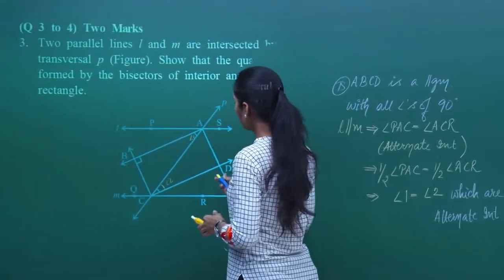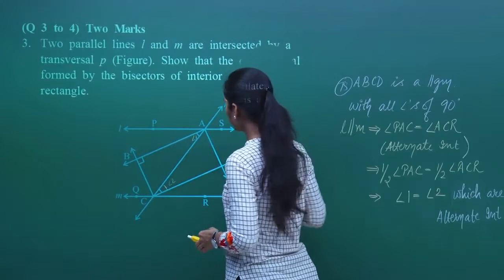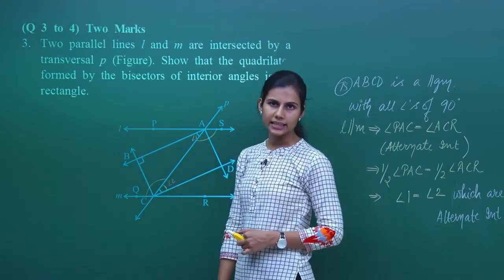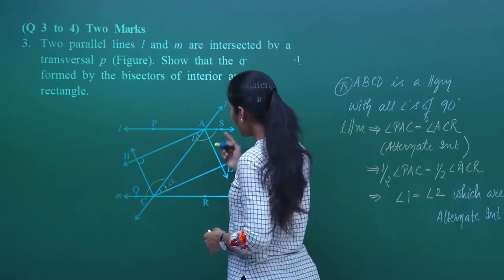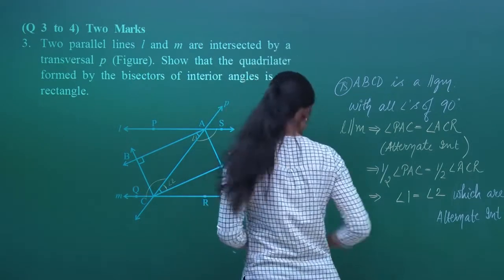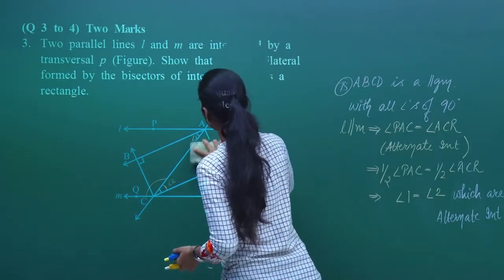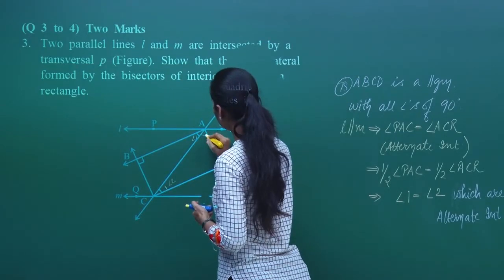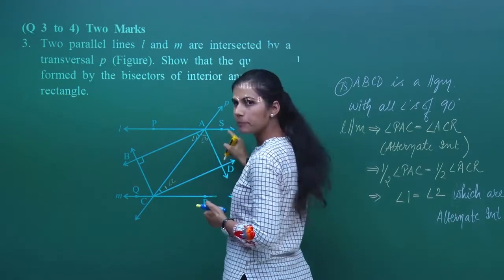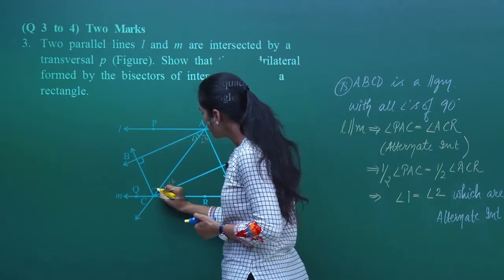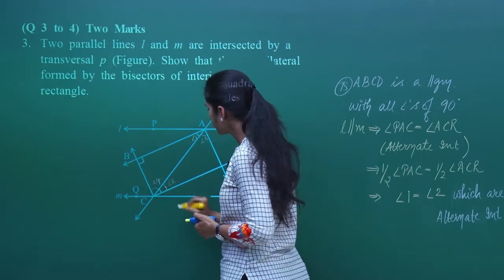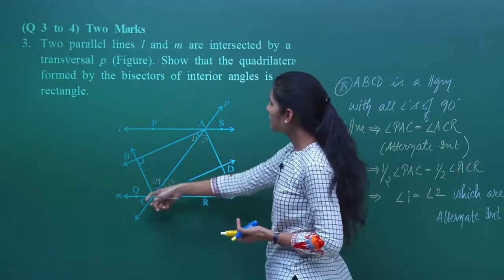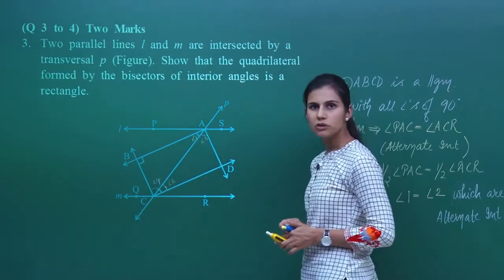Exactly in a similar fashion, you can see that because L is parallel to M, this angle and this angle are alternate interior angles which will be equal, right? And therefore their halves are also going to be equal. What is the half of this angle? It will be this angle. Angle 3 is half of that complete angle, and this is angle 4, half of this big angle. So if these two angles are equal, their halves are also equal. So angle 3 is equal to angle 4.